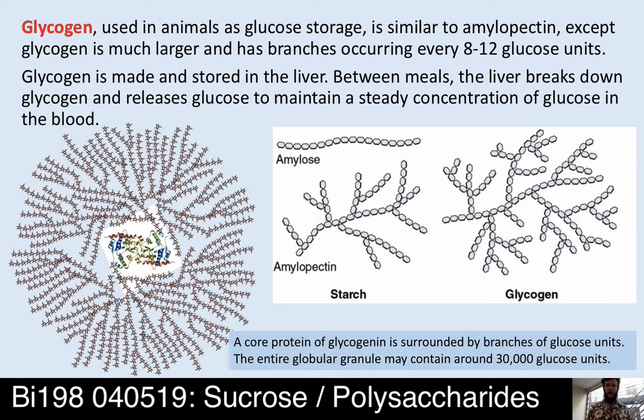So when you're between meals or at night when you're sleeping, the liver is going to take that glycogen and break it down and release glucose so that you have steady blood sugar. The only real difference between vegetable starch and glycogen is in the branching frequency. Everything else about it is the same. It's the same molecule. It's just that glycogen has a little bit higher branching frequency, and it's a little bit denser because of that than vegetable starch is.